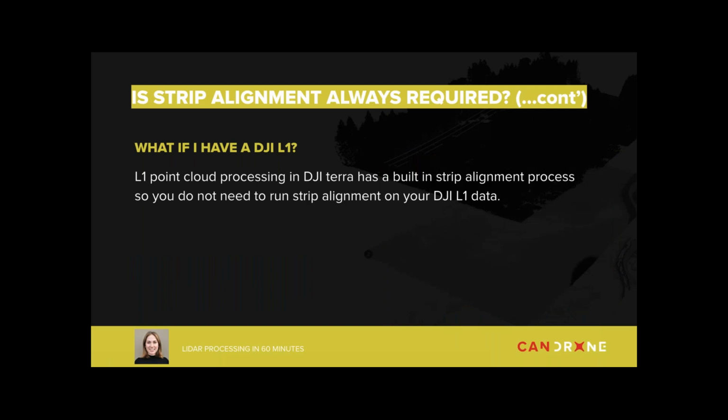So what if I have a DJI L1? L1 point cloud processing in DJI Terra has a built-in strip alignment process, so you don't need to run a strip alignment on your DJI L1 data. Further, the output folder from the L1 doesn't contain a readable SBET file right off the bat, and converting that trajectory information into the SBET file and then importing it appropriately would be more of an integration process. So just know that if you have an L1, it's doing the strip alignment for you in DJI Terra, so you'll have an LAS file output that's already strip aligned.